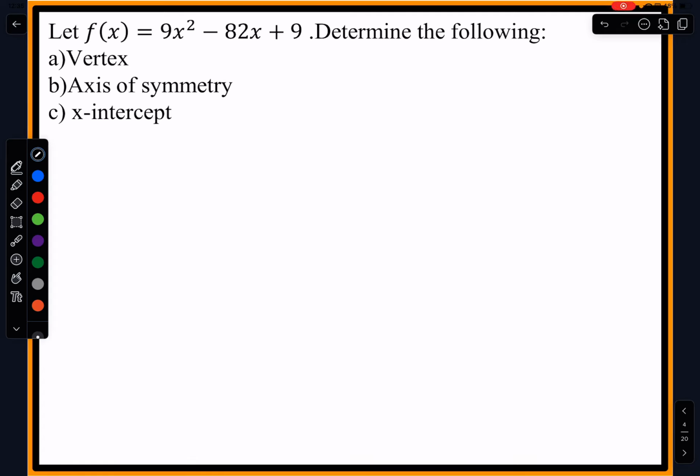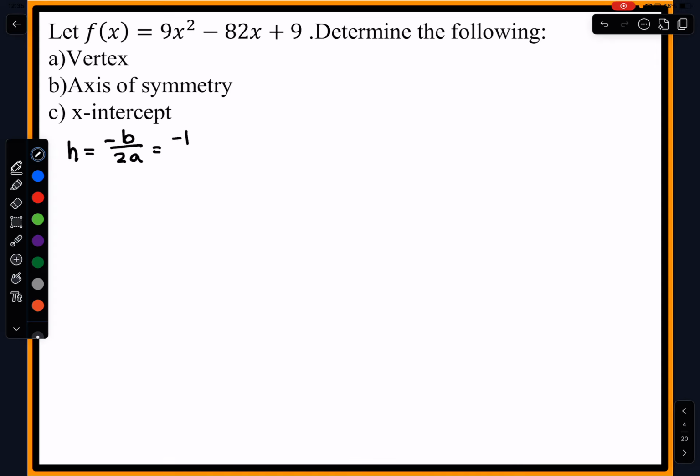And in this example, I'm going to explain how to find the vertex, the axis of symmetry, and the x-intercept to this quadratic equation. Let's begin by identifying the vertex. So we need to identify the x-coordinate of the vertex, which is the horizontal shift from the origin, and then the vertical one. Now the formula to find the horizontal shift is negative b divided by 2 times a.